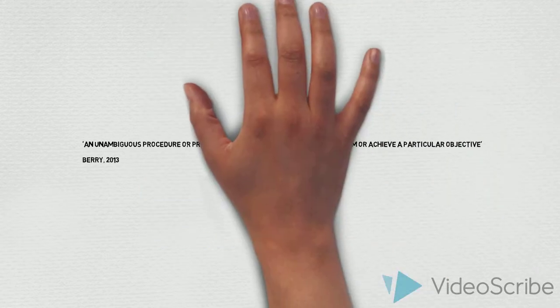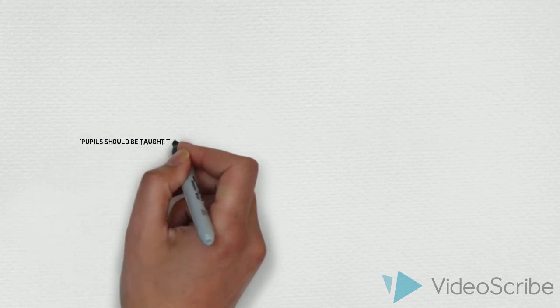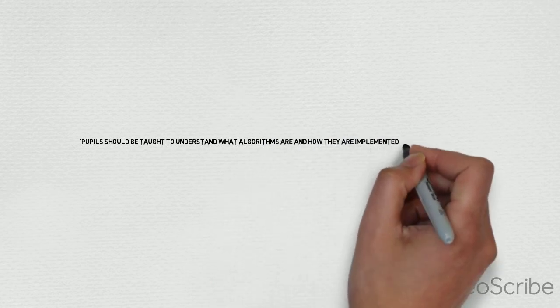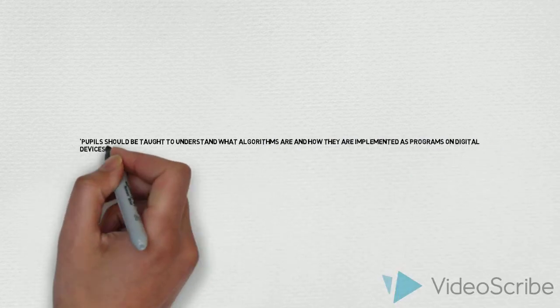An algorithm is an unambiguous procedure or precise step-by-step guide to solve a problem or achieve a particular objective. Children are first introduced to algorithms at Key Stage 1, where they should be able to understand what algorithms are and how they are implemented as programs on digital devices.